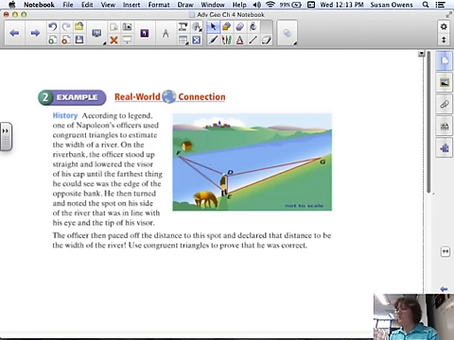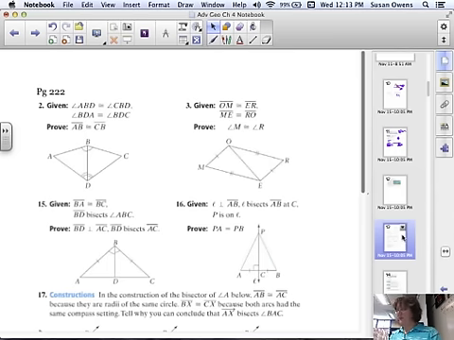So what I want you to do for this picture is take a look at the scenario, the history behind it, and take a look at what they give you. And what we're going to do is we are going to prove that the triangles are congruent, and we're going to use those to find how far.